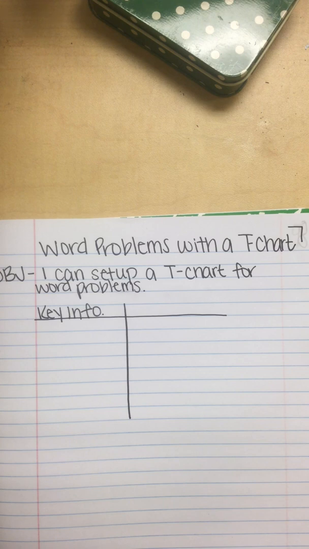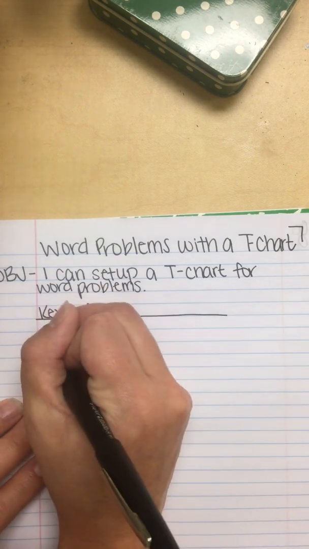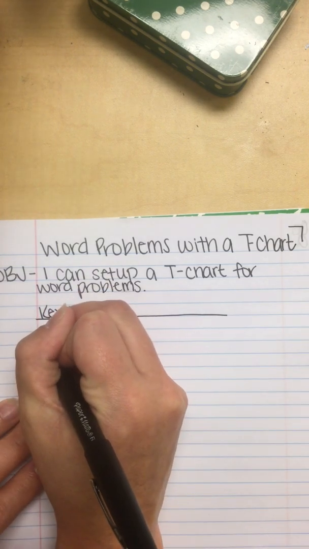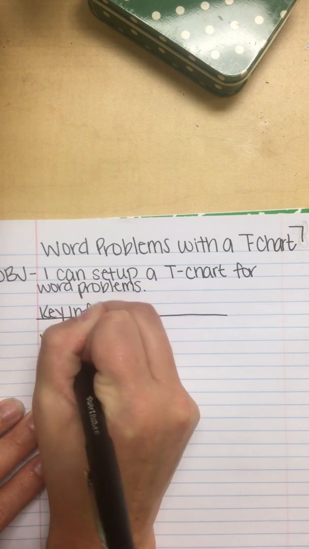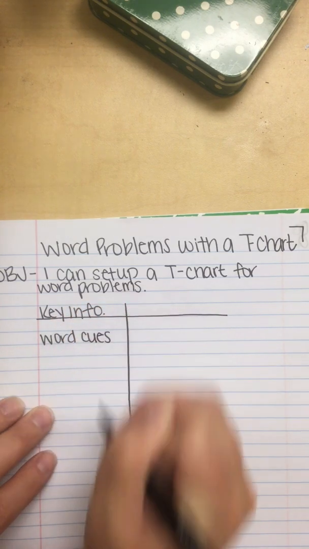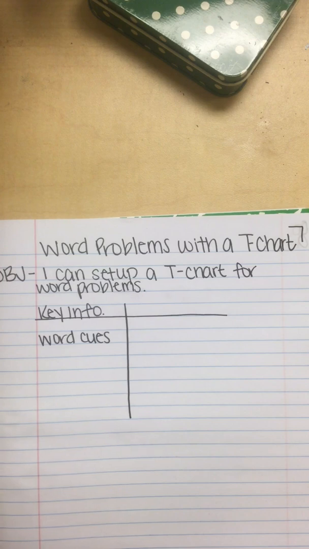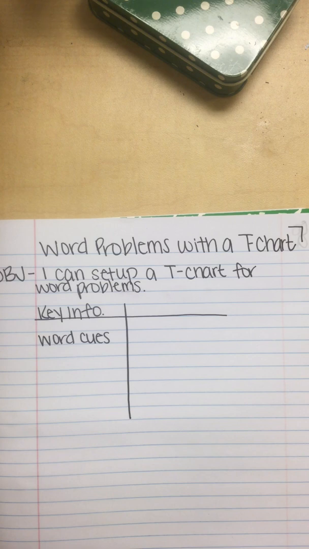For example, if you see the word add, I'm going to put word cues here. But if you see the word add, what does that tell you? Well, the operation is going to be addition, right? If you see total, that may also mean addition, okay? If you see altogether, that means addition. What about if you see the difference, or decreased, or fewer than? Those are all subtraction words, okay?